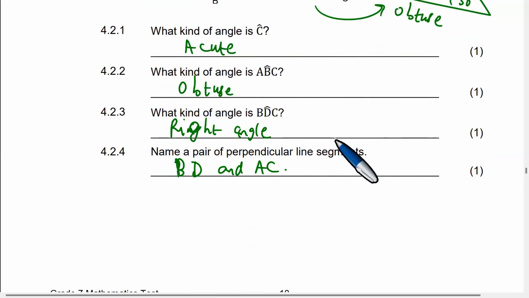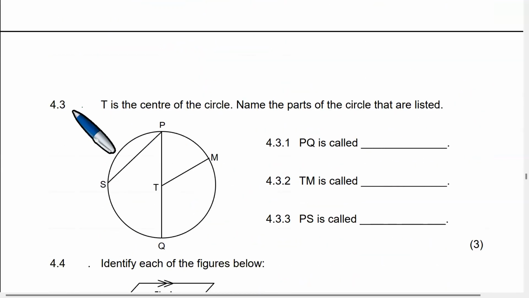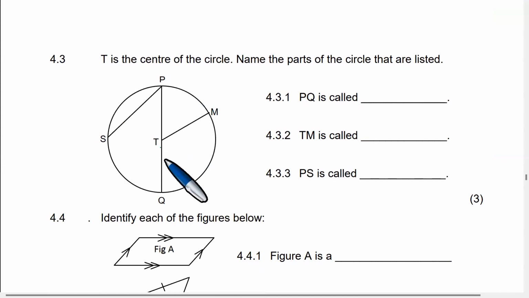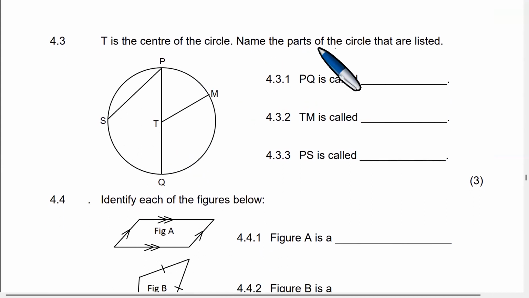BD and AC. Okay, T is the center of the circle. Name the parts of the circle that are listed.